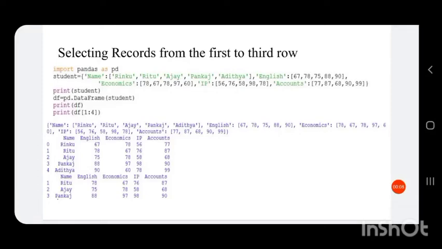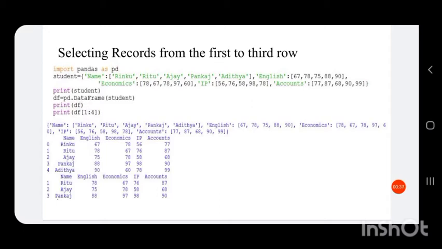Dear children, the next topic about data frames is selecting and accessing from data frames. We can access or retrieve records from the data frame through slicing. We have learned about slicing, and with the help of slicing we can select the records. Records means the rows in a data frame.